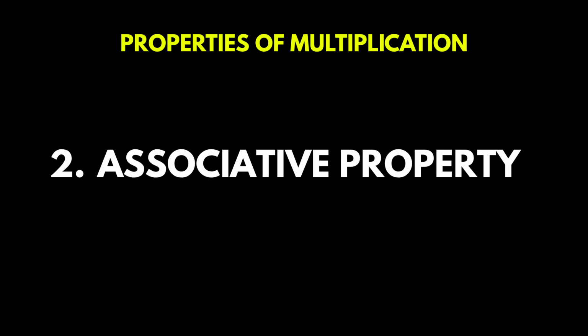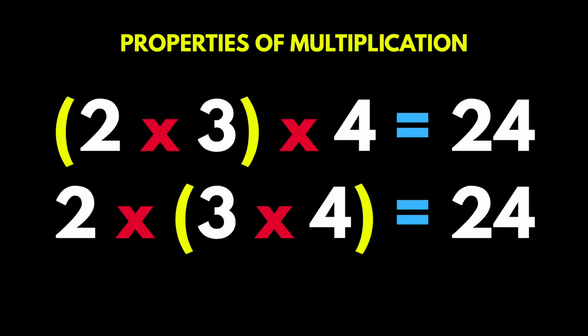Property number 2, the associative property. When multiplying 3 or more numbers, the grouping does not change the product. 2 times 3, then times 4, equals 24. 2 times the product of 3 and 4 also is 24. Regroup them however makes the math the easiest. The answer stays the same.